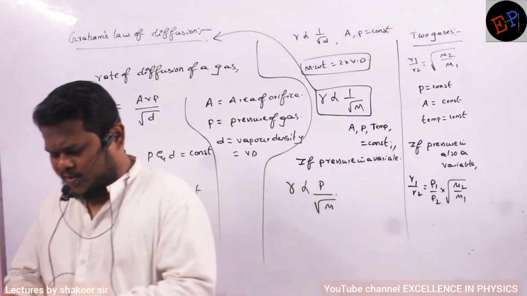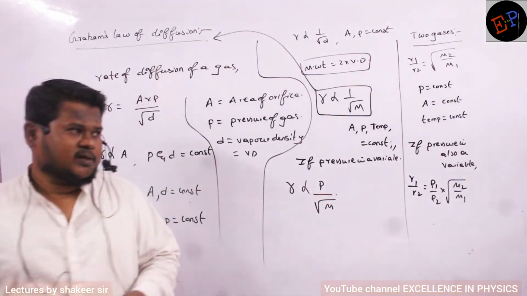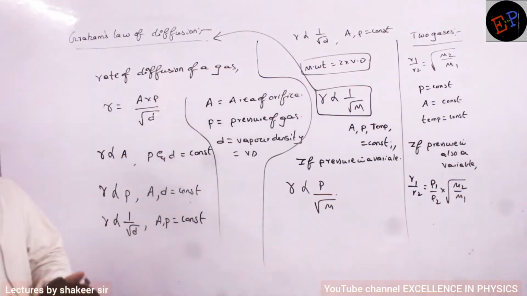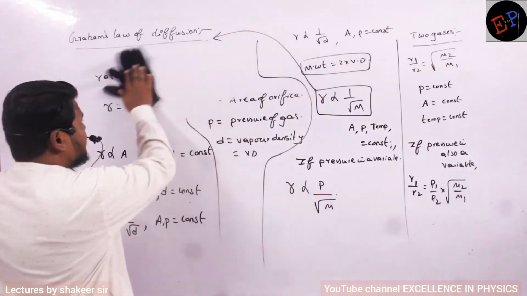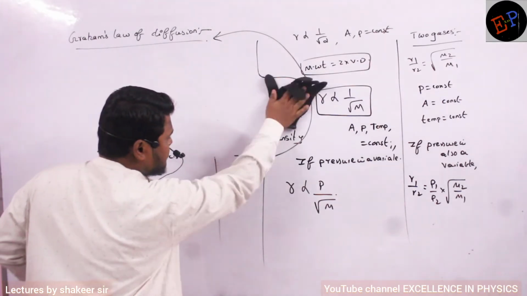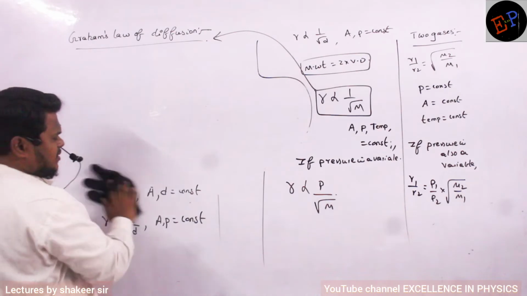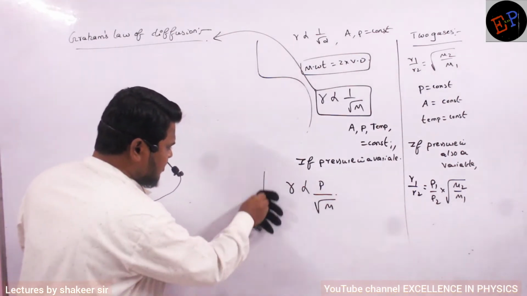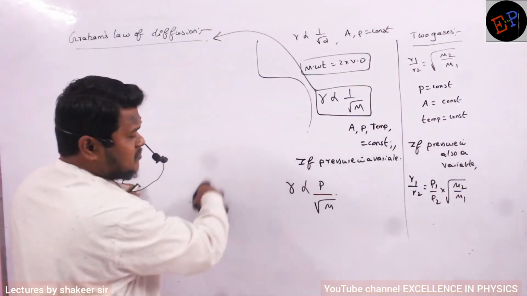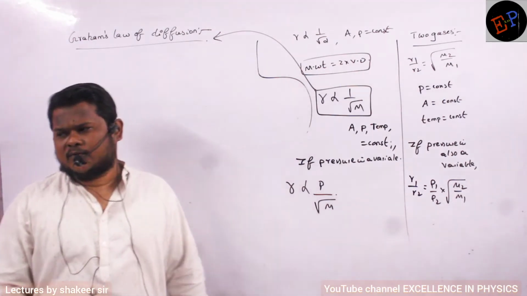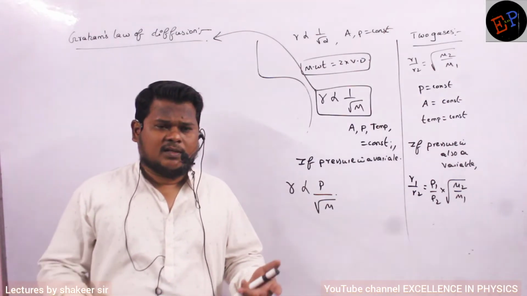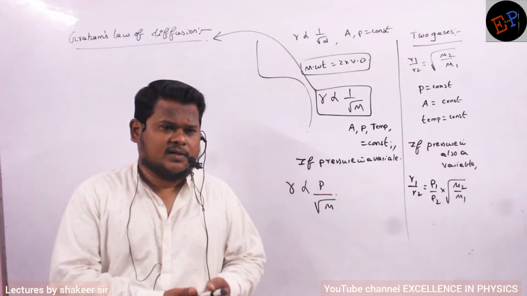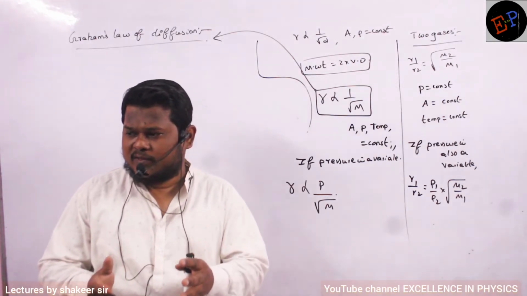Because pressure depends on what? Pressure depends on number of molecules or number of atoms, no? So if number of atoms or number of molecules will change, pressure will change, no? For example, if you take 1 mole of hydrogen and 2 moles of oxygen, which will give more pressure on the container? 2 moles of oxygen will give more pressure, because 2 moles means double molecules are present when compared to molecules of hydrogen. So automatically oxygen will give more pressure.